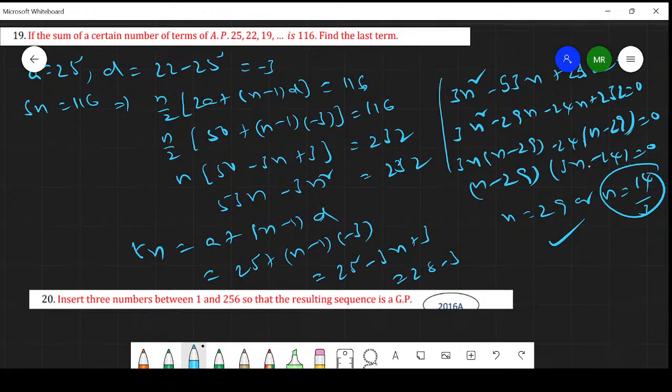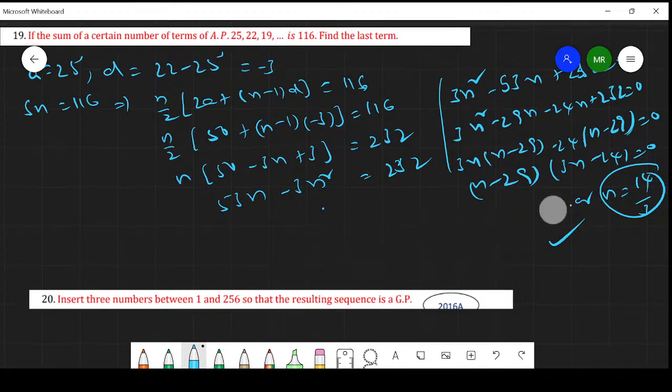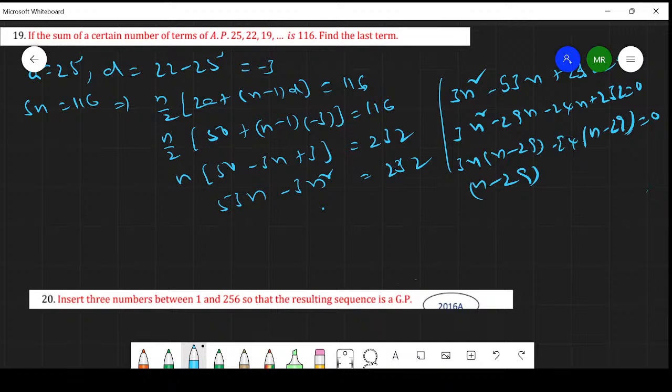No, I have written wrong here. Be careful with the simplification. We got 3n minus 24. I have written wrong here. Be careful. I have taken 24 common. See here, take 24 common. We got an equation equal to 0 like this, and n is equal to 29.